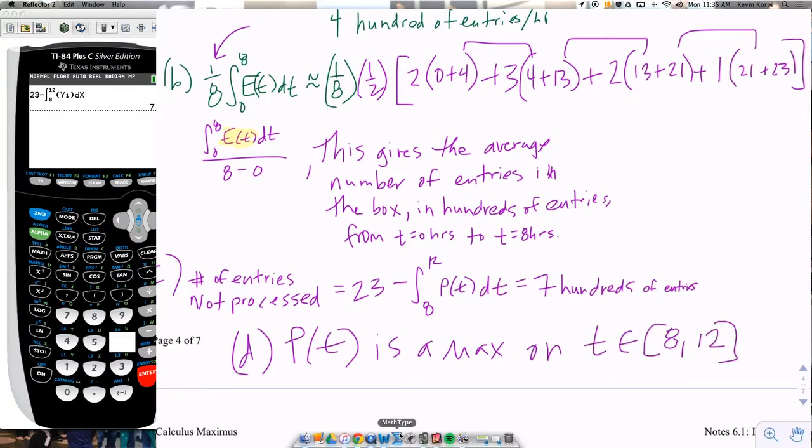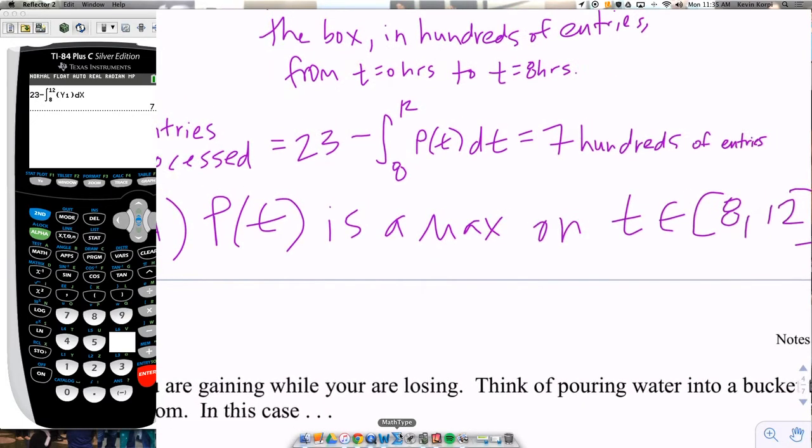Here we go. This is another EVT. I'm trying to maximize P of T on a closed interval. P of T is a cubic polynomial. It's continuous everywhere. Absolute maximums occur at critical values or endpoints. So here's what I need to do: figure out P of 8, P of 12, and then P of the critical values.